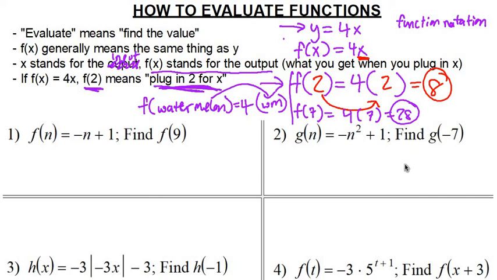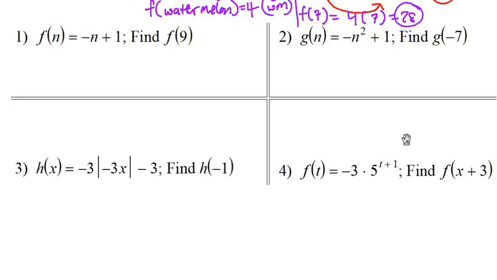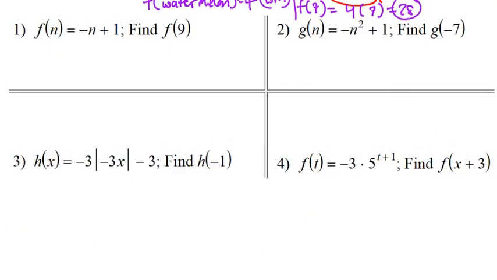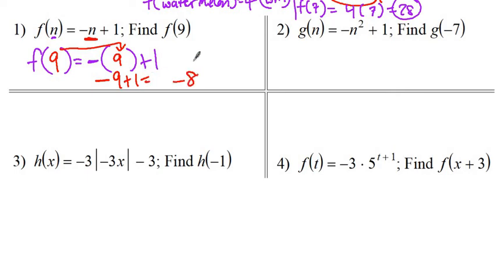So let's try each of these. We'll do the first one together, and I encourage you to pause the video and try numbers 1 through 4 on your own. So this one right here, f of 9, means the following. F of 9 means wherever I see, in this case we're not using x, we're using the variable n, but it doesn't matter what variable we use. I'm going to rewrite that original function, leaving a space where there used to be an n. I see an n right there, so I am now going to plug in a 9 right there. So negative times 9 would be negative 9 plus 1, and that equals negative 8. We just found f of 9.